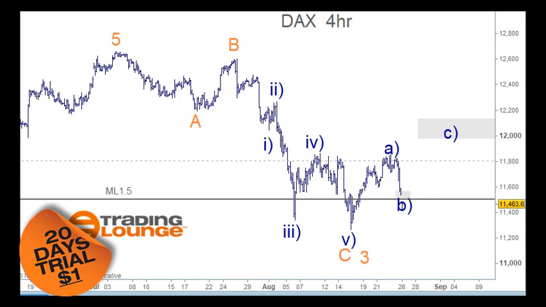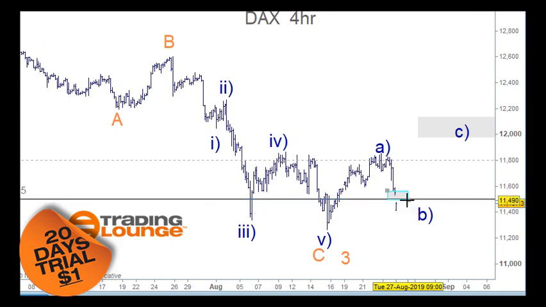We'll cover the DAX and the FTSE, starting with the DAX on the 4-hour chart here. We've had that sharp drop through here where I was looking for wave B to move down to the 61.8% retracement level, which is at 11,500 here. It has dropped below that, and I'm still expecting another little low to come into play here as well. So we could still have the B wave here in this play, but I don't think that's the case.